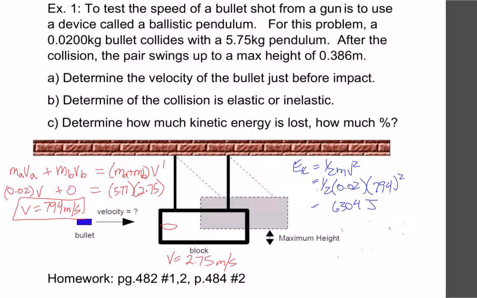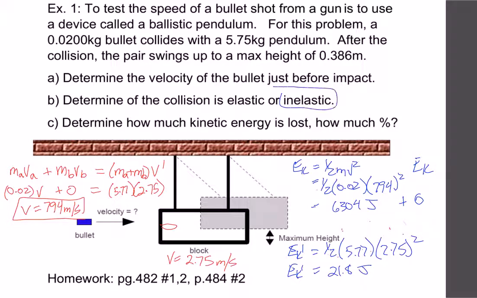Our energy of the block of wood is 0 because it wasn't moving, so we just have our 6304. And then our energy after will be the block of wood and the bullet together. So we'd have 1/2 times the total mass, 5.77, times our total speed, squared, and we get a total kinetic energy of 21.8. So you can see very inelastic, right? Our total energy before was 6304, our total energy after is 21.8, so most of the energy gets lost in the collision.